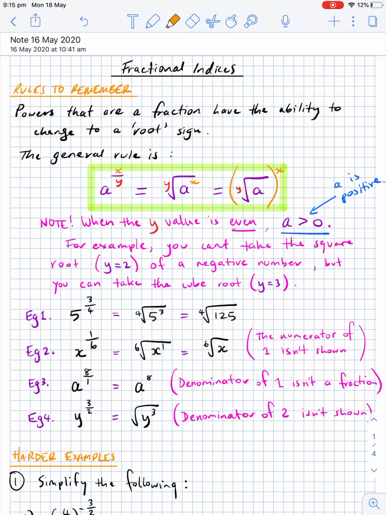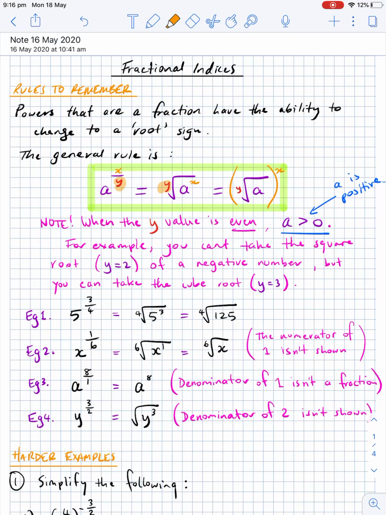So the general rule is this. If you've got some sort of base, a, that is powered to a fraction, so this x and y is our fraction. They literally could be any numbers in our fraction. That can change to this form. You'll notice that your base of a goes underneath a root sign. The y tells you what type of root it is.